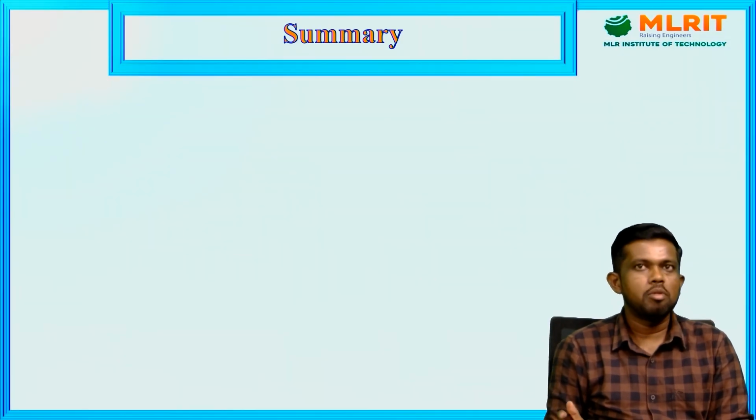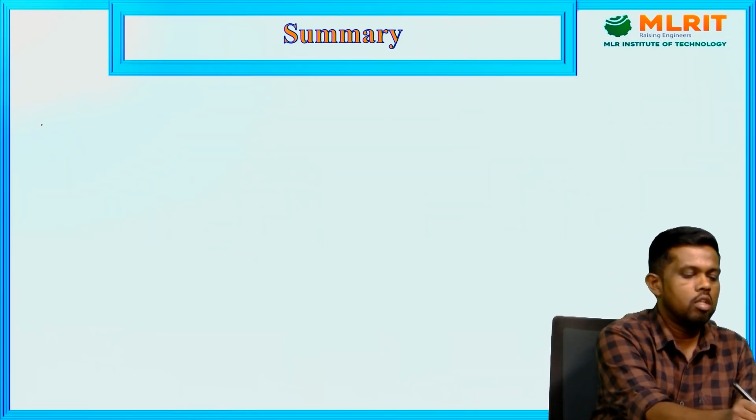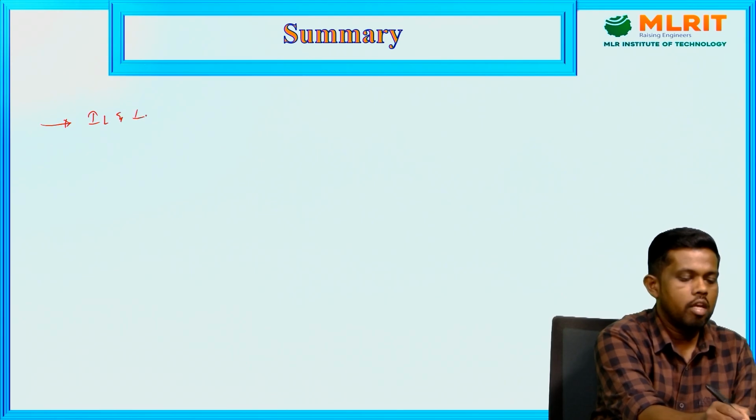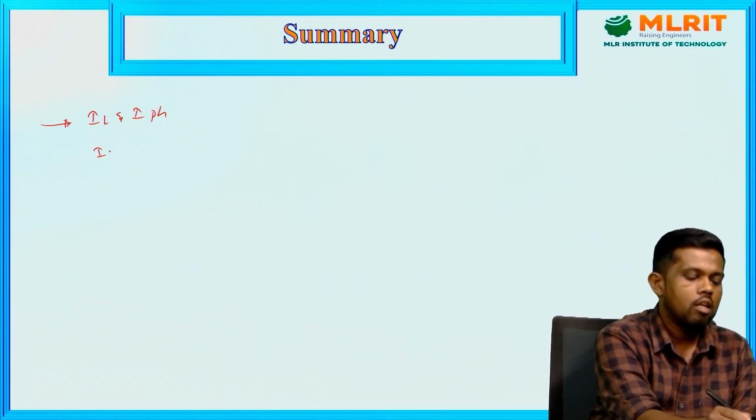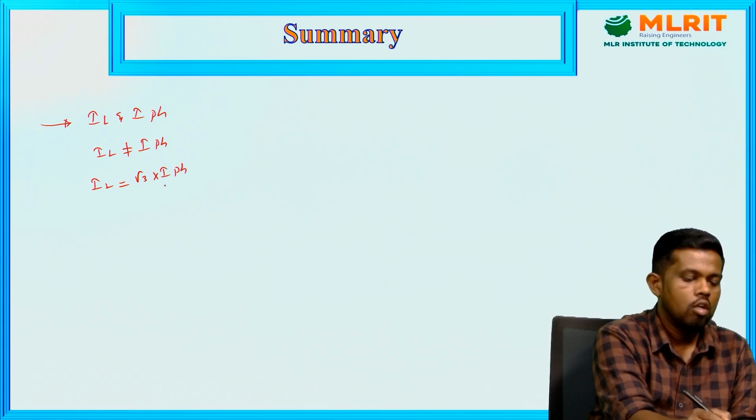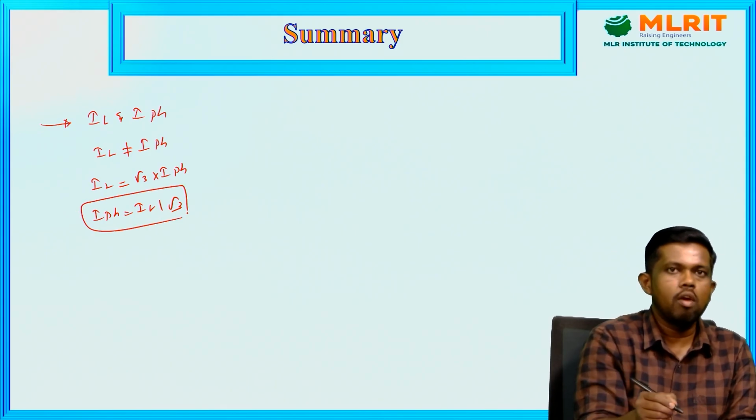Summary of the session. Till now we have derived the relationship between the line and phase currents. In case of the delta connected network, the line currents are not equal to the phase currents. IL equals root 3 times I phase, so I phase equals IL upon root 3. This is the relationship we have derived.